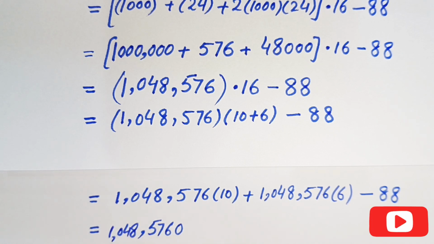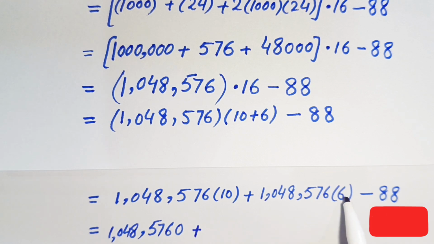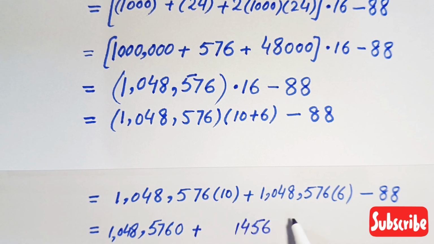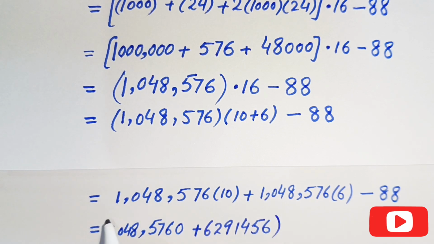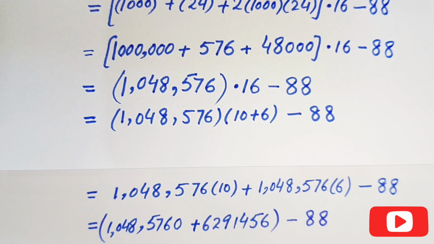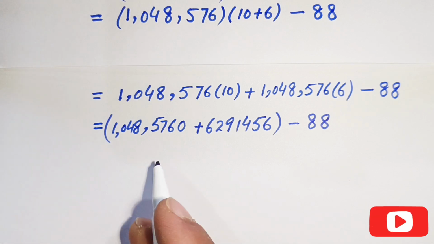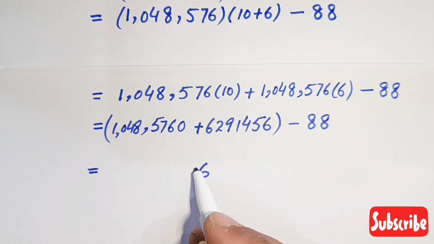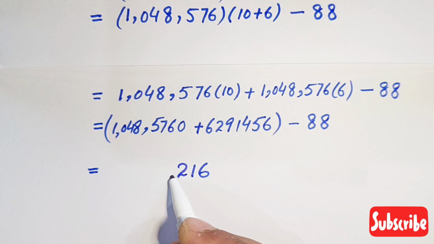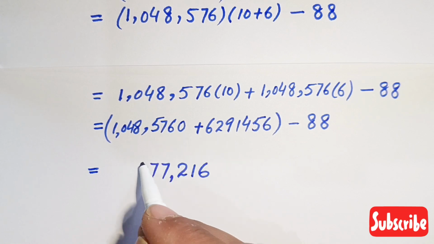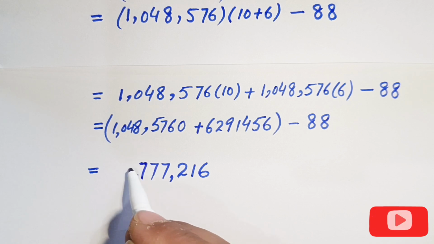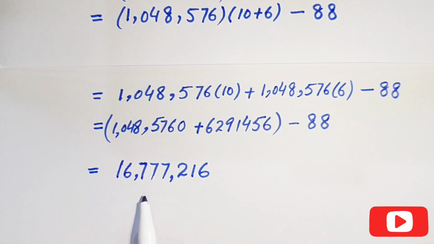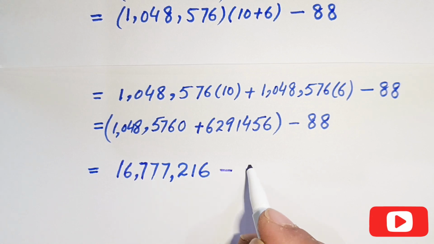Now here we write this plus, and if we multiply by 6 we get 6,291,456, minus 88. Now we have to add these two numbers. Adding them, we get 16,777,216, and minus 88.